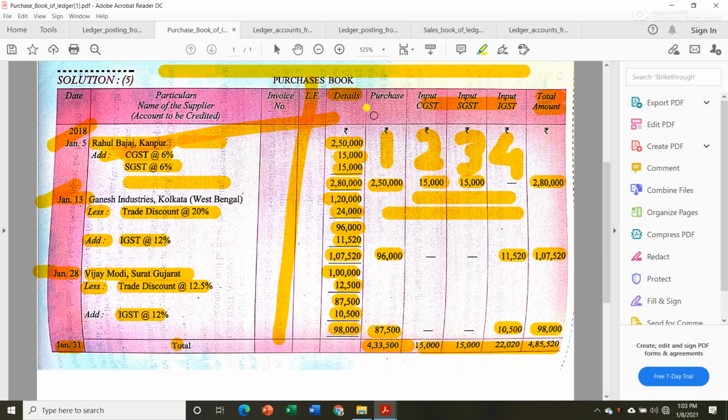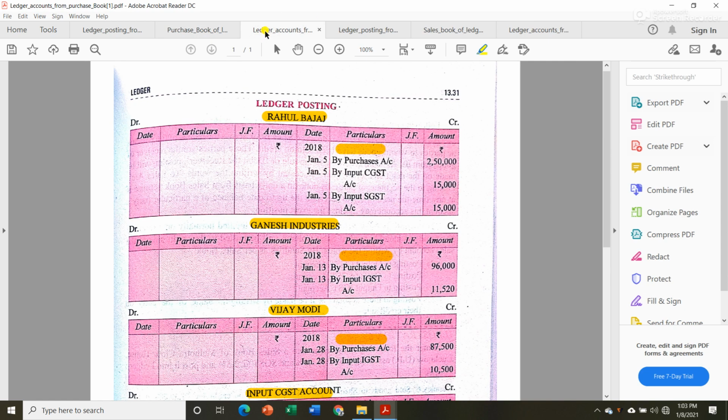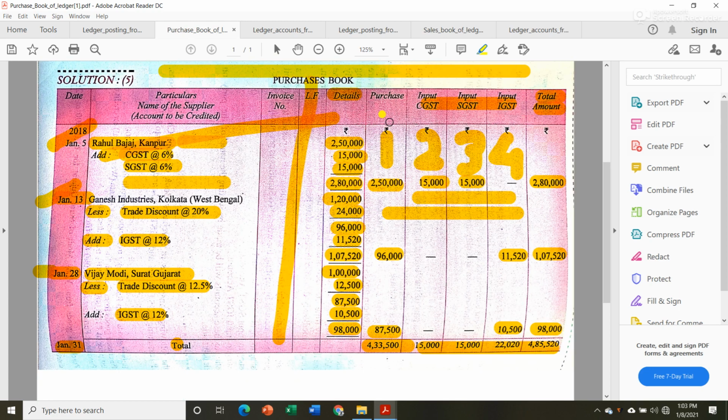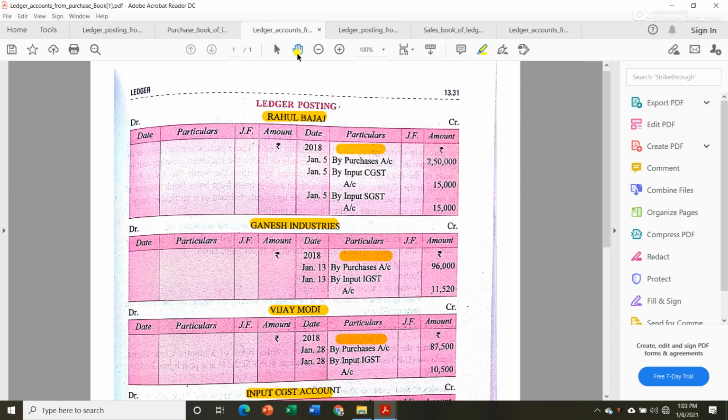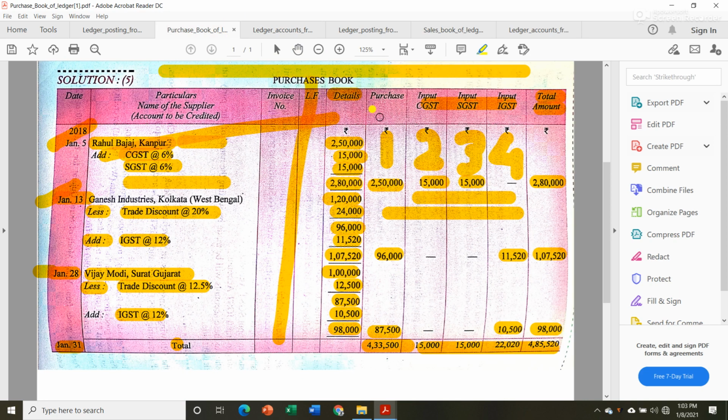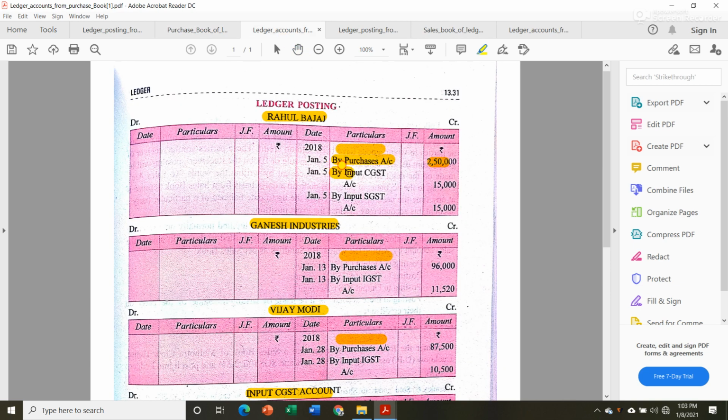Then next we are supposed to see how much value we wrote in each column, meaning the purchase column, input CGST, input SGST and input IGST. Now in Rahul Bajaj, we are going to write the purchase amount 2,50,000. Since we are taking 2,50,000 from the purchases column, we will write here by purchases account 2,50,000. Then the next item related to Rahul Bajaj is 15,000, which appears in the input CGST column. So here we will write by input CGST account 15,000.